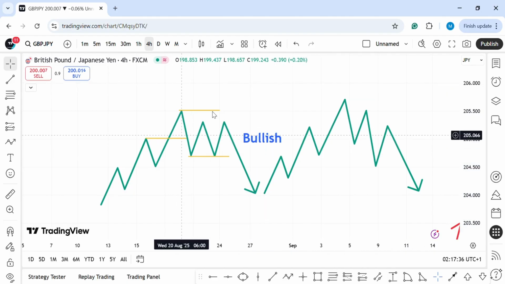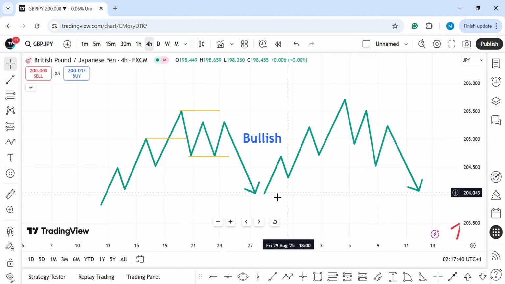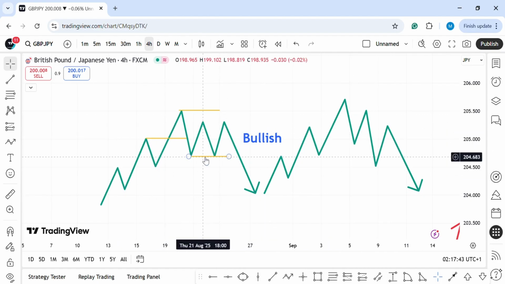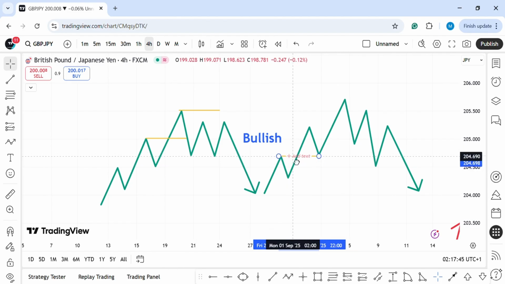And this is the first one. The first one, you see this first pattern, and this is the second pattern. You can see the market, same thing with this. The market keeps breaking its high.